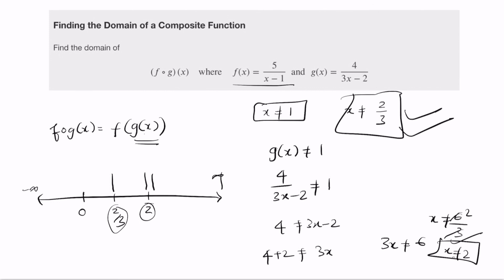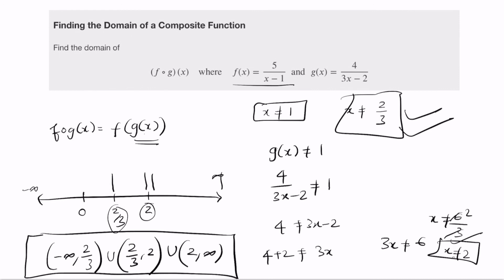Now how would you write this as a domain? So open interval negative infinity comma 2 by 3, open interval, union, open interval 2 by 3 comma 2, open interval, union, open interval 2 comma infinity. So this is how we can write this particular domain. So this is the domain for this particular composite function.